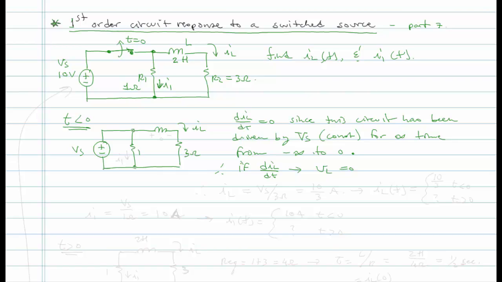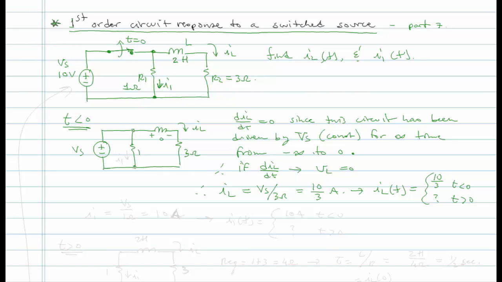And then we can write that IL is simply equal to Vs divided by 3 ohms. So that'll be 10/3 of an amp is what will be flowing through IL. So we'll say IL of t is going to be equal to 10/3 of an amp for all t less than 0, and we don't know yet what it is for time greater than 0.